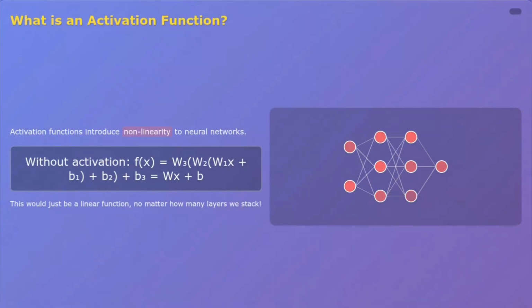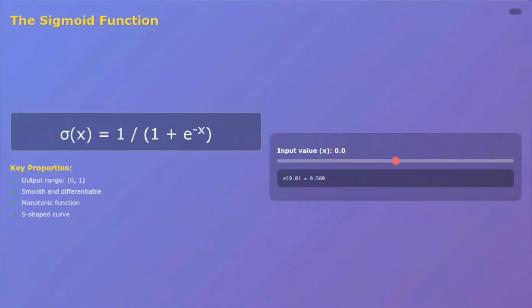Before we jump into sigmoid, let's quickly recap what activation functions do. Imagine a neural network without any activation functions. It would just be a series of linear transformations. No matter how many layers we stack, we'd end up with just one big linear function. That's where activation functions come in. They introduce non-linearity, allowing our networks to learn complex patterns and relationships. Think of activation functions as decision makers at each neuron, determining how much signal should pass through to the next layer. Now let's meet our star, the sigmoid function.